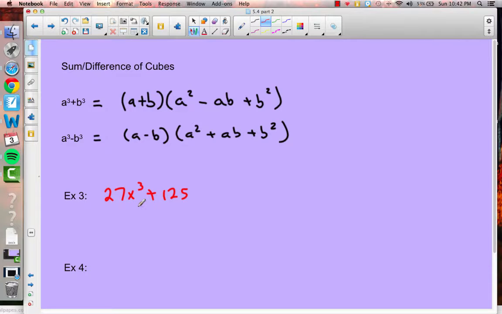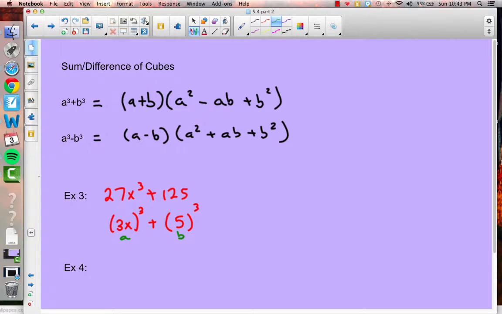You have to do some mental math and think, okay, can anything here be cubed? And there's no common factors here, so that's not going to help you like it did in the first two. So what I'm going to do is write this as something cubed. Well, what cubed gets us 27? In this case it's 3, so I would have 3x all cubed, because x to the third is x cubed and 3 to the third is 27. And then I'm going to do the same thing with the 125. What cubed gets us 125? That's going to be a 5. So I've got 3x cubed and 5 cubed. And now I can identify my a and b. So my a is the 3x and my b is the 5.